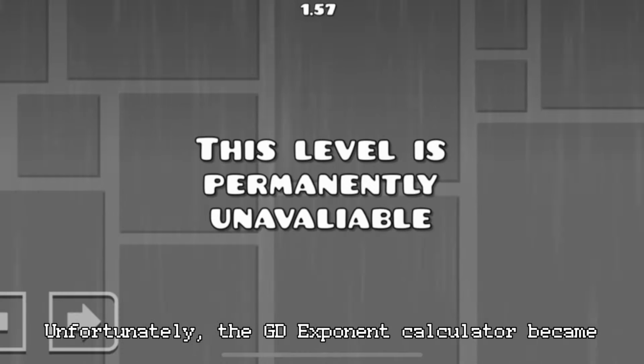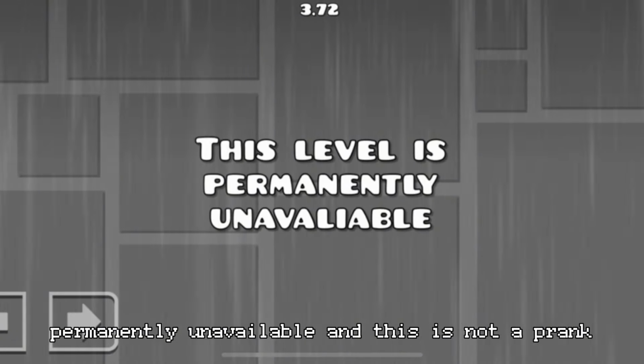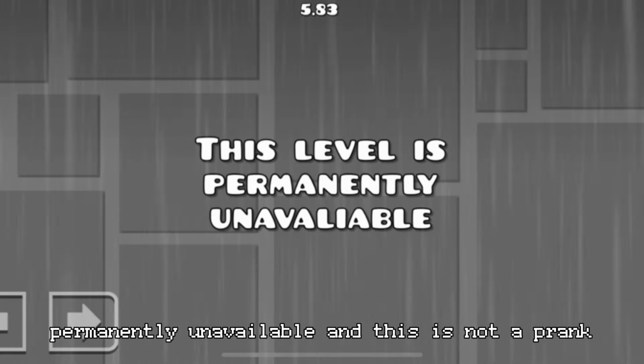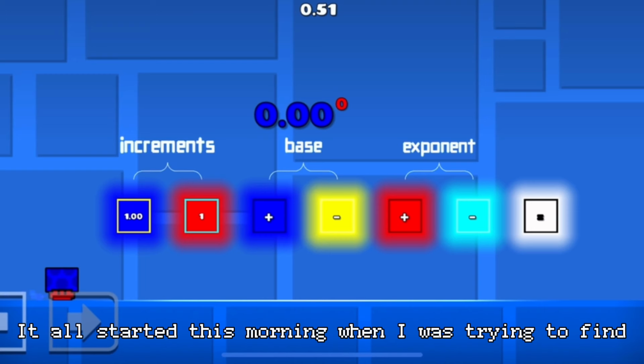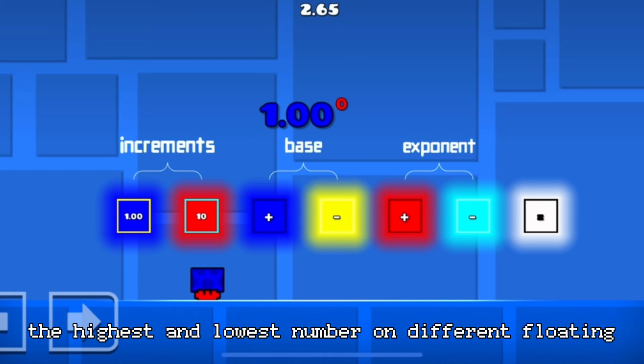Unfortunately, the GD Exponent calculator became permanently unavailable. And this is not a prank. The unavailable screen is actually real. It all started this morning when I was trying to find the highest and lowest number on different floating points.